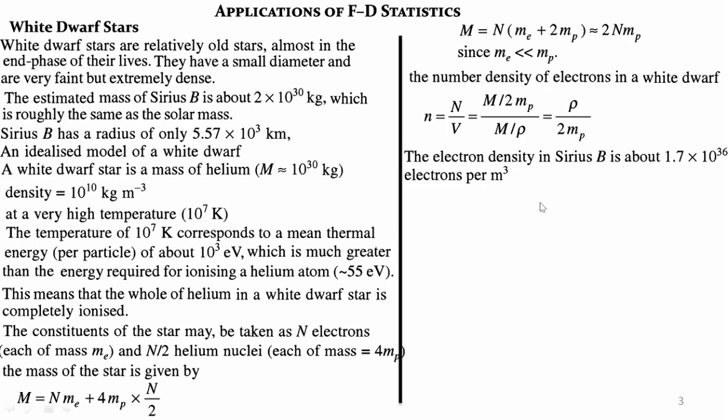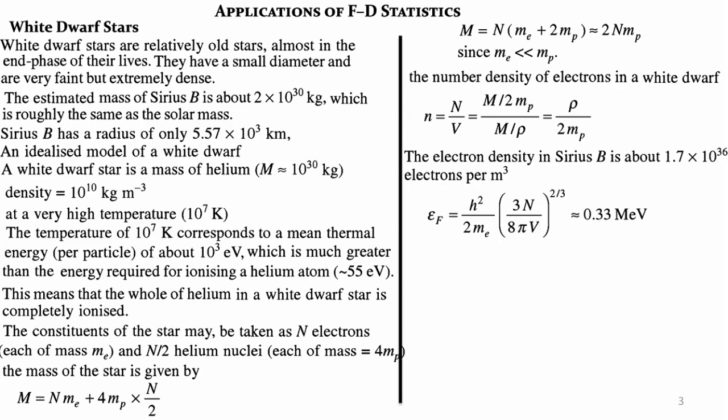Now electron density for this Sirius B star comes out to be around 1.7 into 10 to the 36 electrons per meter cube, and this is extremely high density. If you compare this with the electron density in typical metals on Earth, which we deal with, the electron density for the metals comes out to be of the order of 10 to the 23 electrons per meter cube. So this is extremely high. It is 36. This is very high electron density.